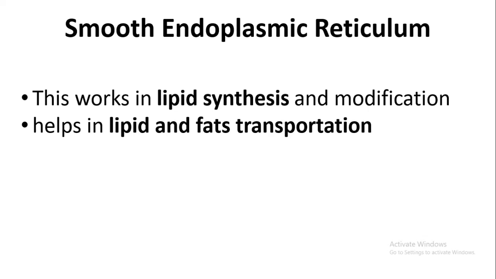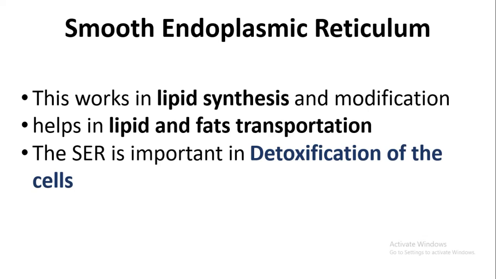So the smooth endoplasmic reticulum is important in detoxification of the cell. I think this has already been explained. And I've already mentioned some organs such as the ovaries, the testes, and the adrenal gland, which falls under glands, having a load of smooth endoplasmic reticulum.